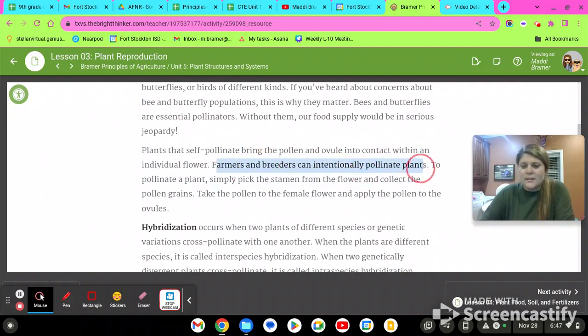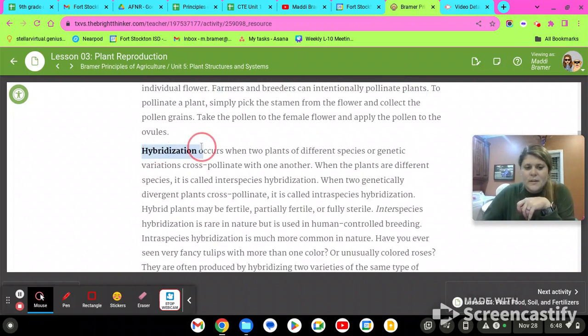Farmers and breeders intentionally pollinate plants, so that's just as simple as picking the stamen from the flower and collecting the pollen grains, so gathering the pollen just like a bee would, and then taking that pollen to the female flower, and that's how they get all kinds of different genetics and species cross-pollinating these plants.